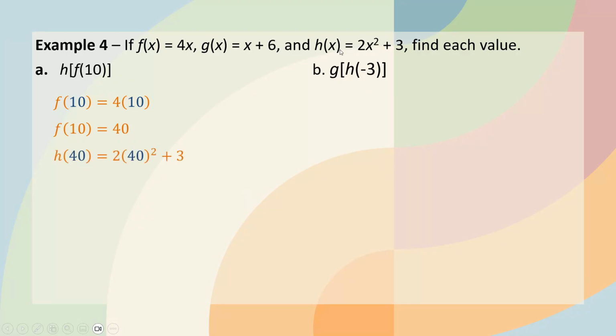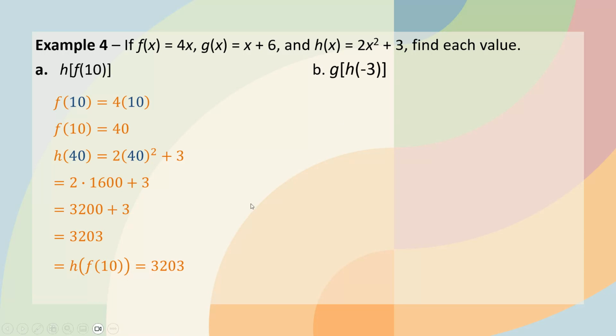So I'm going to go to my h function defined above here, replacing x with 40. So we want to make sure we do exponents first. 40 squared is 1600. Then multiplying, 2 times 1600 is 3200, and then our adding. So then lastly, h of f of 10 equals 3203.